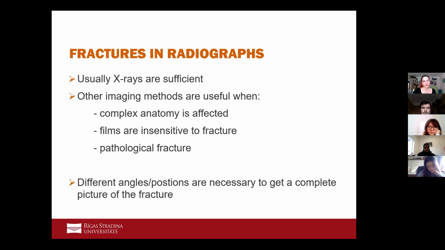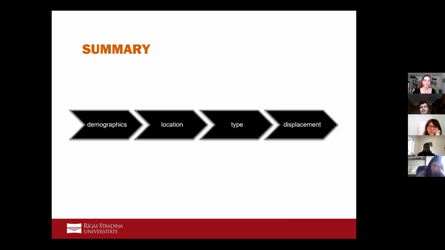So, fractures and radiographs. Usually X-rays are sufficient to analyze fractures, in which different angles or positions will be necessary to get a complete picture of the fracture. But other imaging methods may be useful when complex anatomy is affected, when films are insensitive to the fracture, or if it's a pathological fracture.